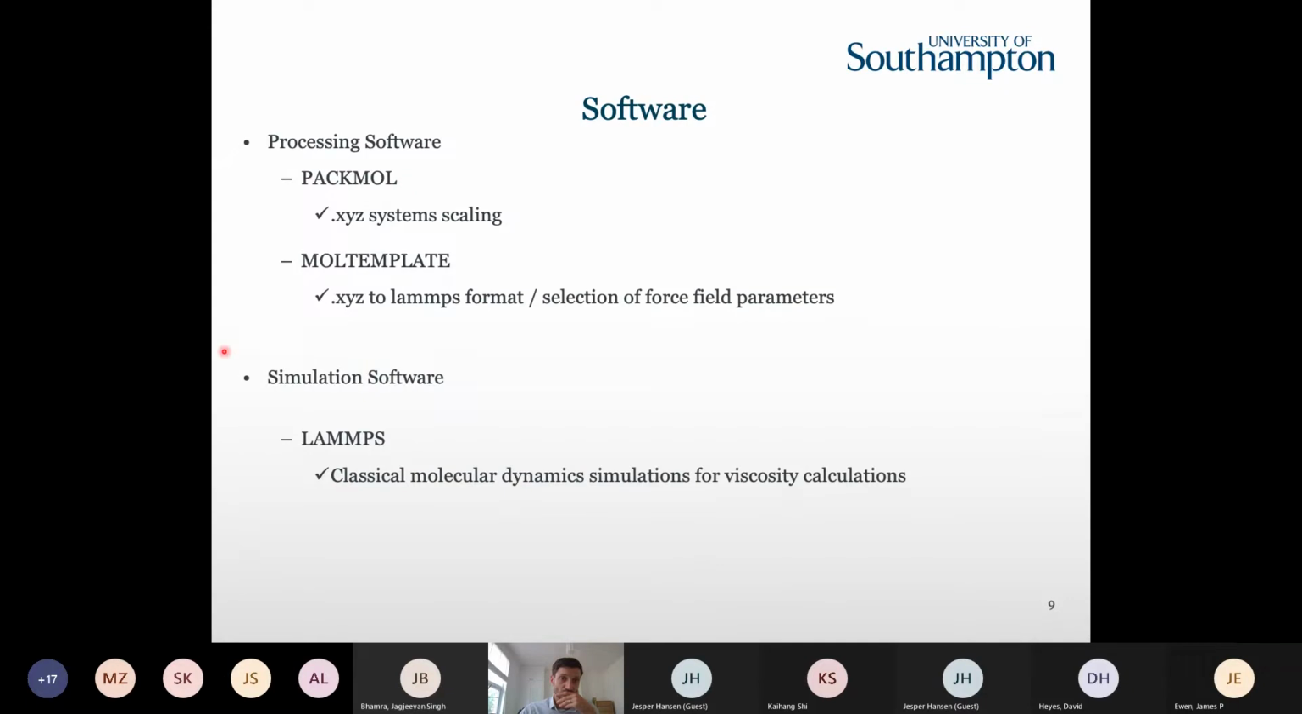Now, the software that we use for our simulation consists of processing and simulation software. For processing, we use two open source programs, Packmol and Moltemplate. Packmol scales the single molecule to the number of molecules we want, and Moltemplate converts the output of the previous program to a LAMMPS readable format, whilst allowing us to select the force field parameters. And we use LAMMPS, a classical molecular dynamics code, which can be used for many calculations. And our example is viscosity.